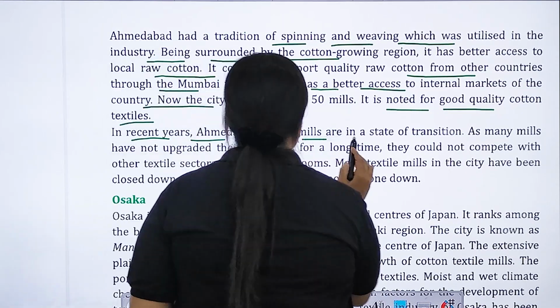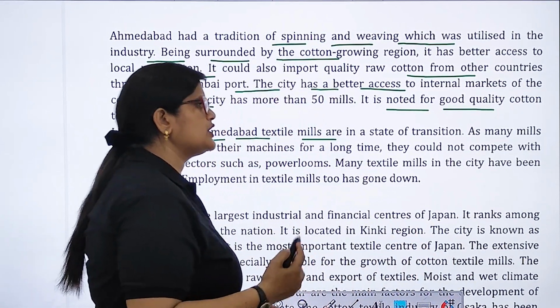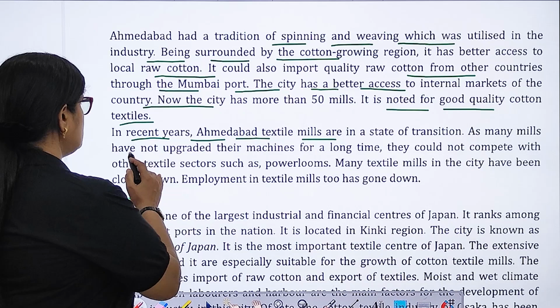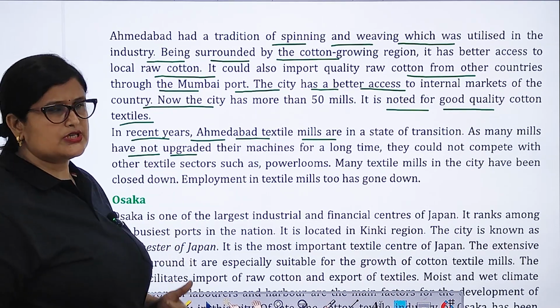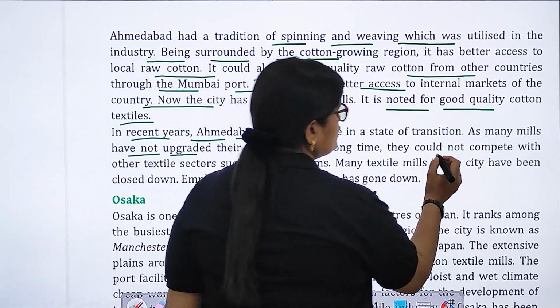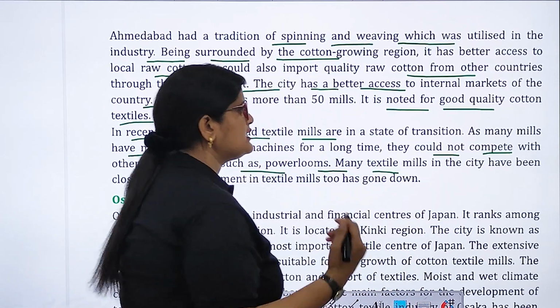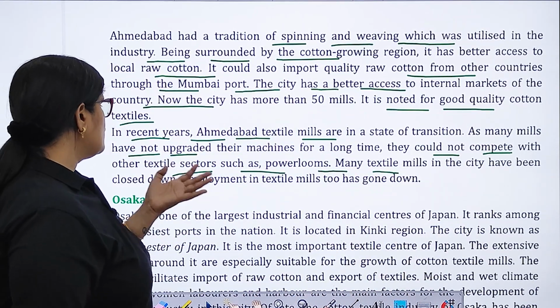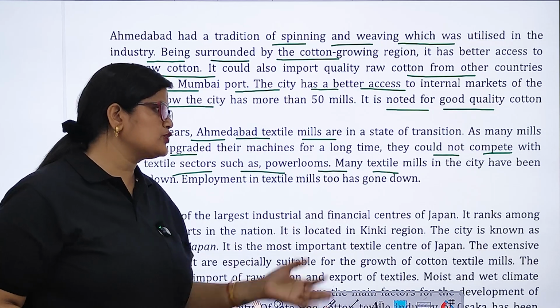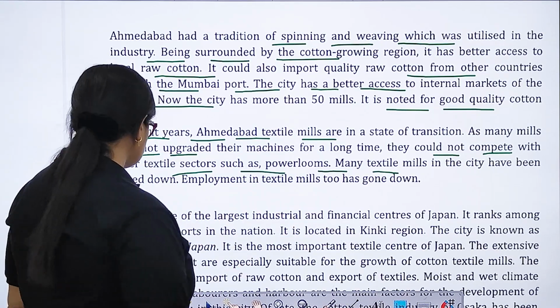In recent years, Ahmedabad textile mills are in a state of transition as many mills have not upgraded their machines. For a long time, they could not compete with other textile sectors such as power looms. Many textile mills in the city have been closed down. Employment in the textile industry has gone down.